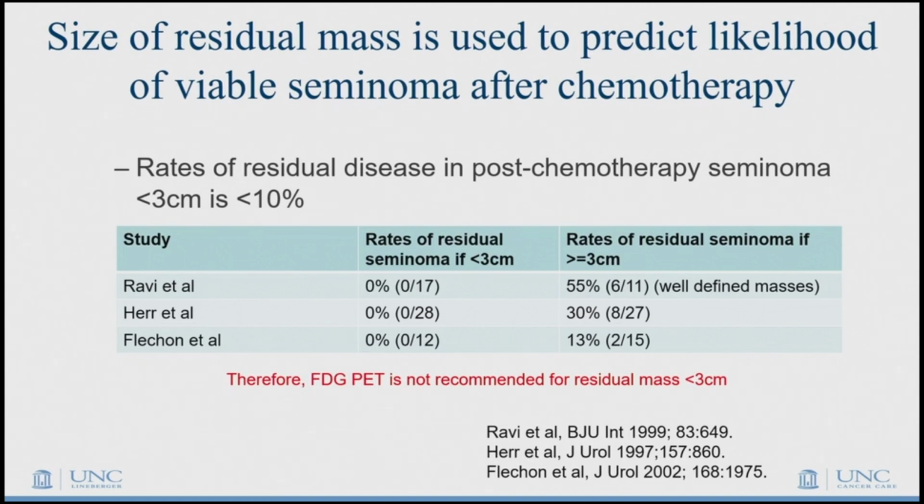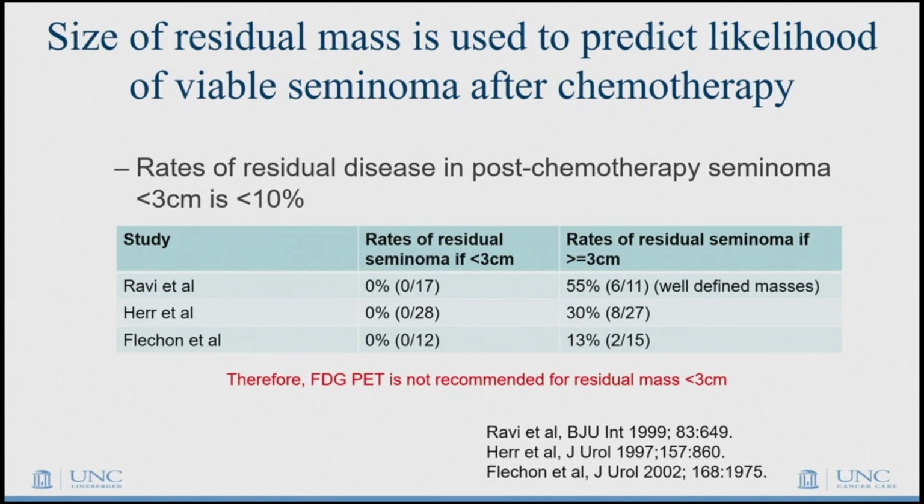And so if you look across studies, most of the early studies that were presented in the 1990s or so show that the chance of residual seminoma, if your tumor is less than 3 centimeters, is quite low. You can see there are actually 0 cases in these 3 studies. There are a few studies that show some cases, so it's not actually 0. But the chance of viable disease is quite low if your tumor is less than 3 centimeters. So there's really no role for PET for residual disease less than 3 centimeters.